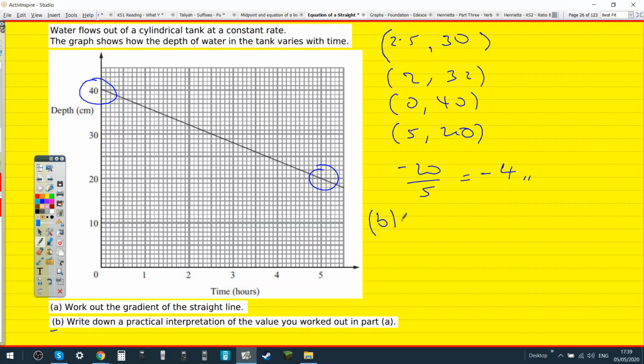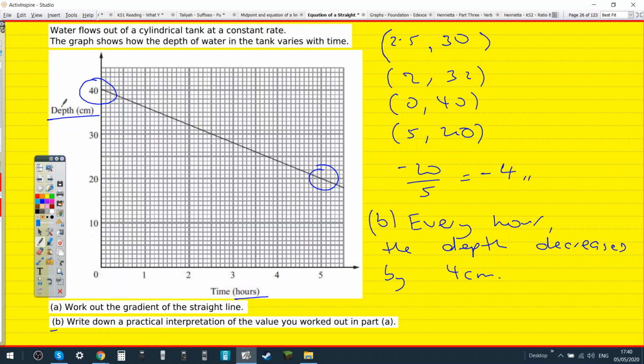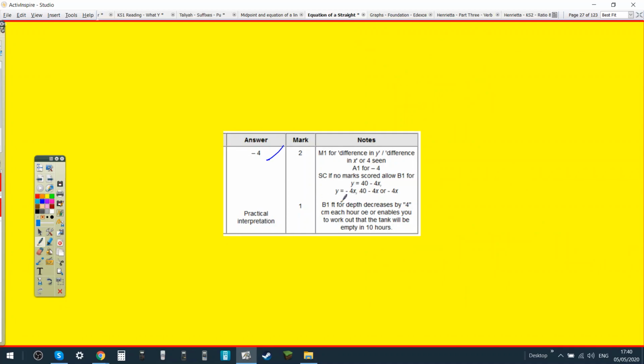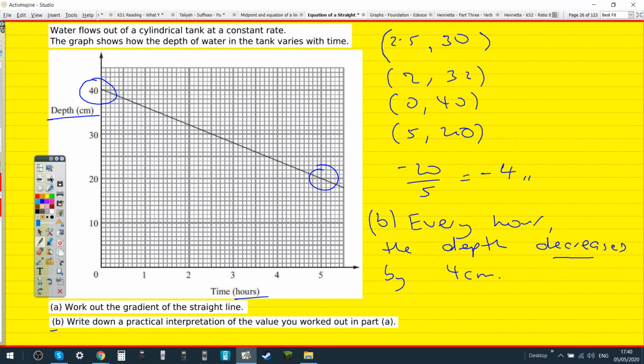In the context of this question, for every one change in x, it's m changes in y. Because it says hours, every hour the depth decreases by 4 centimeters. So it's every hour because the x is in hours. For every 1 hour, the y was depth, and it decreases because it's minus 4. So depth decreases by 4 centimeters each hour. Any questions there? No. Okay.